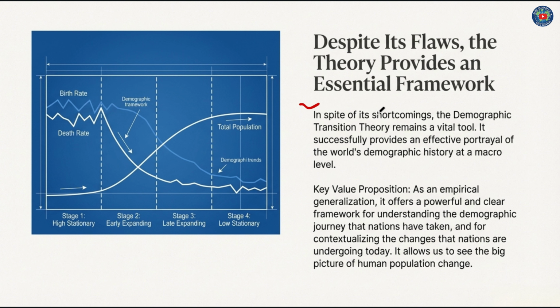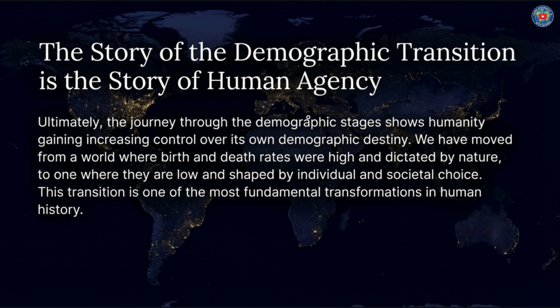In spite of its shortcomings, the demographic transition theory remains a vital tool. It successfully provides an effective portrayal of the world's demographic history at a macro level. Key value proposition: as an empirical generalization, it offers a powerful and clear framework for understanding the demographic journey that nations have taken and for contextualizing the changes that nations are undergoing today. It allows us to see the big picture of human population change.